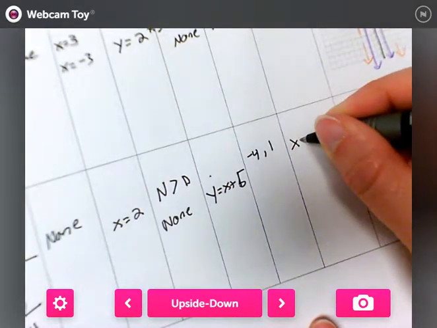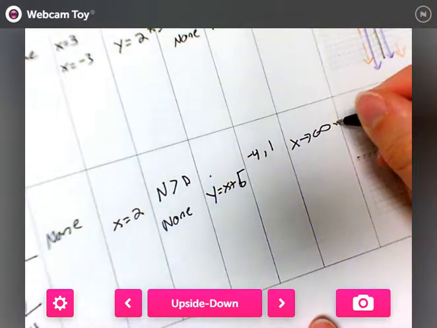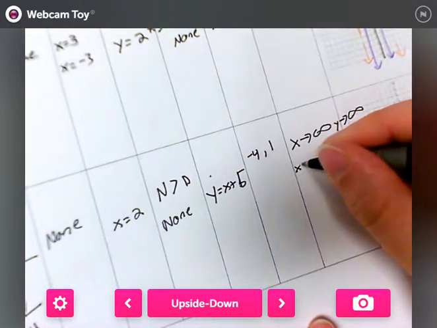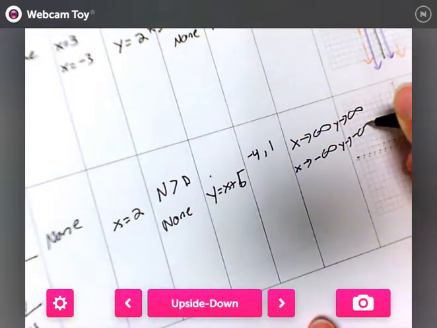As x approaches infinity, y should be approaching what? This is none, so it should be infinity, right? As x approaches negative infinity, y should be approaching negative infinity. Okay.